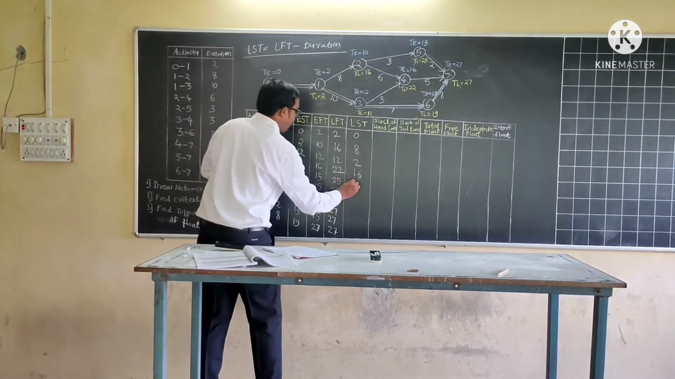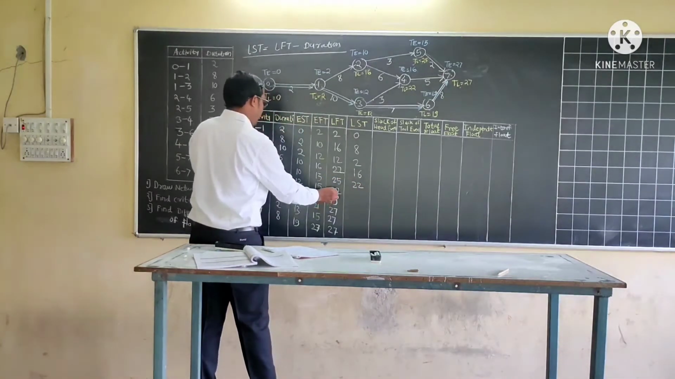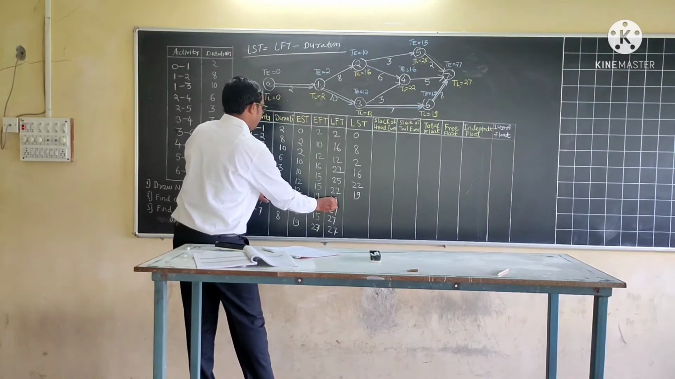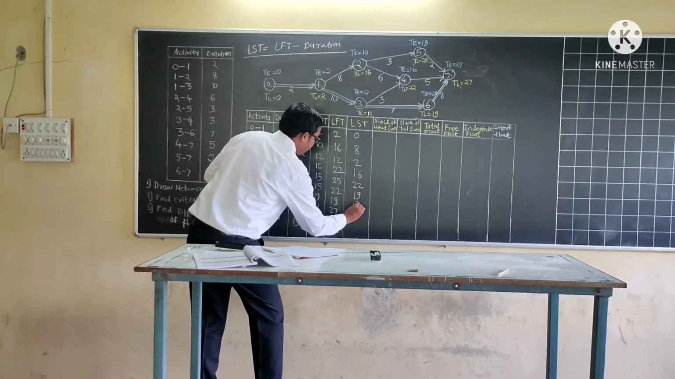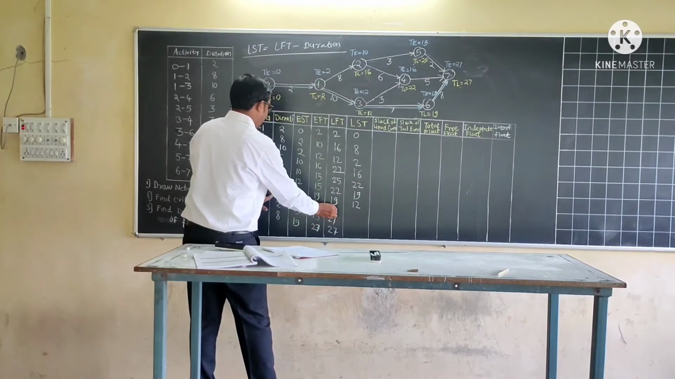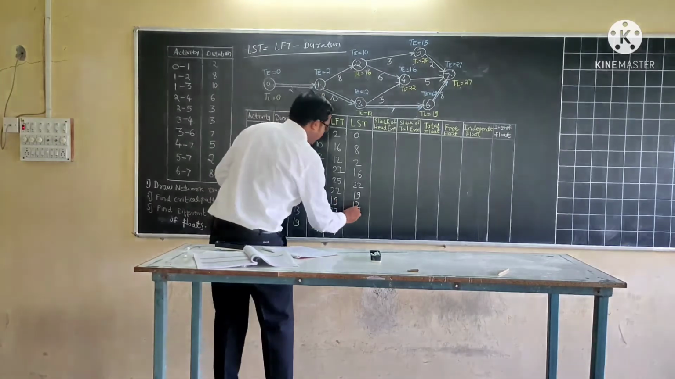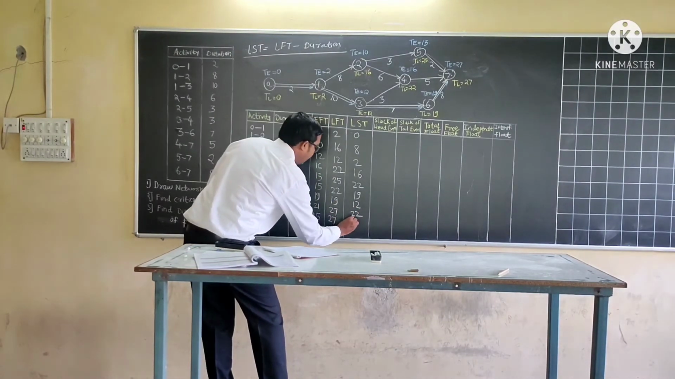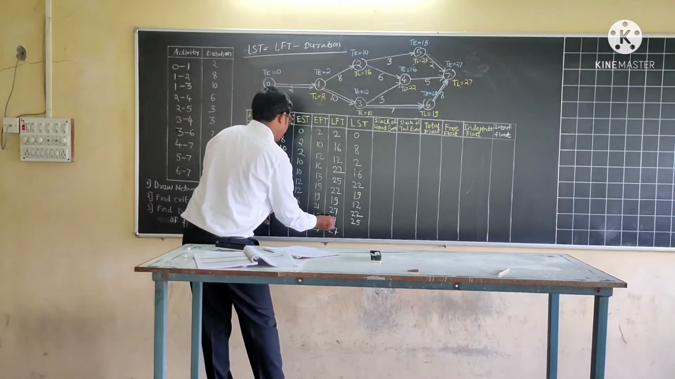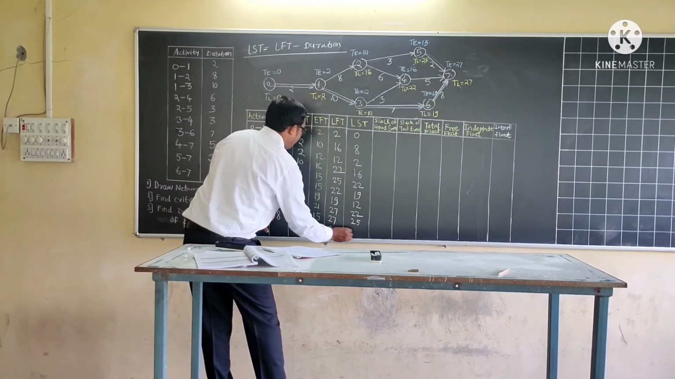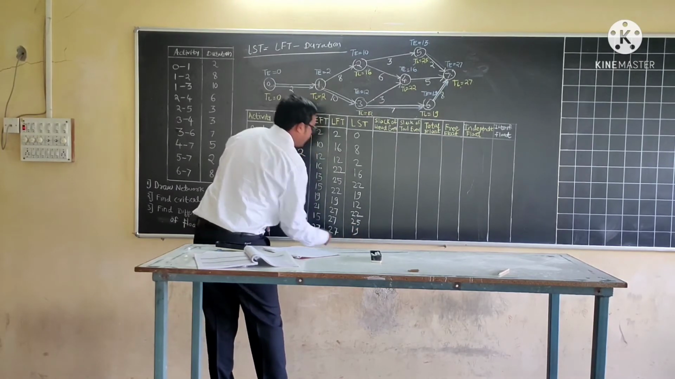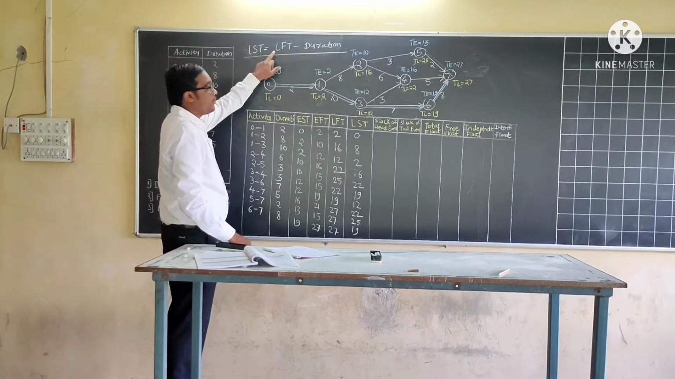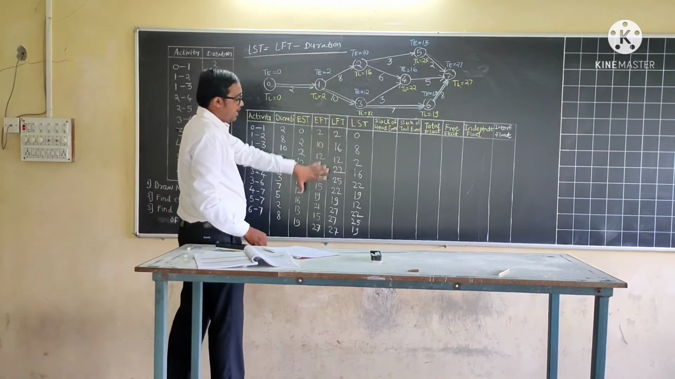25 minus 3, 22. 22 minus 3, 19. 19 minus 7, 12. 27 minus 5, 22. 27 minus 2, 25. And lastly 27 minus 8, 19. So in this way all the values of LST with the formula LST is equal to LFT minus durations are calculated.